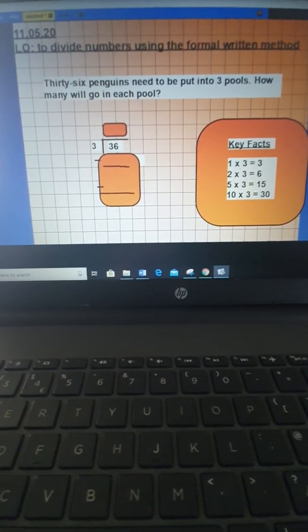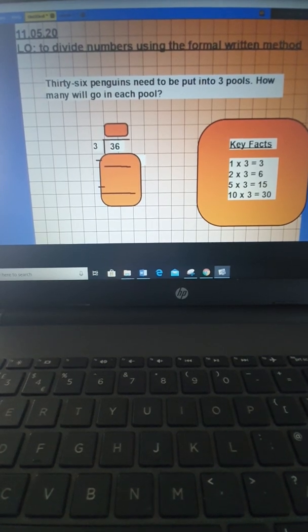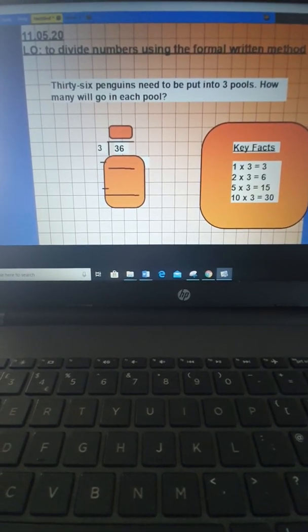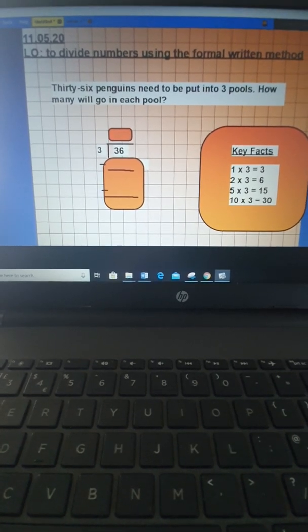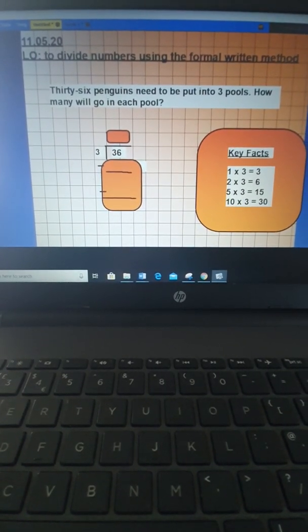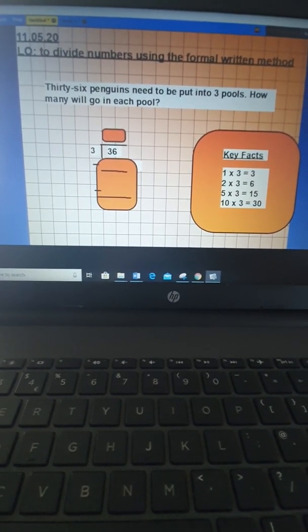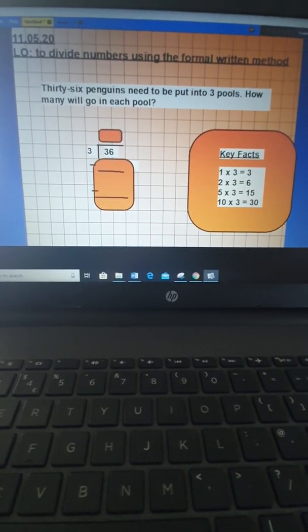What we're going to do today is look at the formal written method for division, okay? So we have used different methods in division in maths before. The method we're using today is the bus stop method, which we have practiced, okay? And today we're going to secure our understanding of the method.